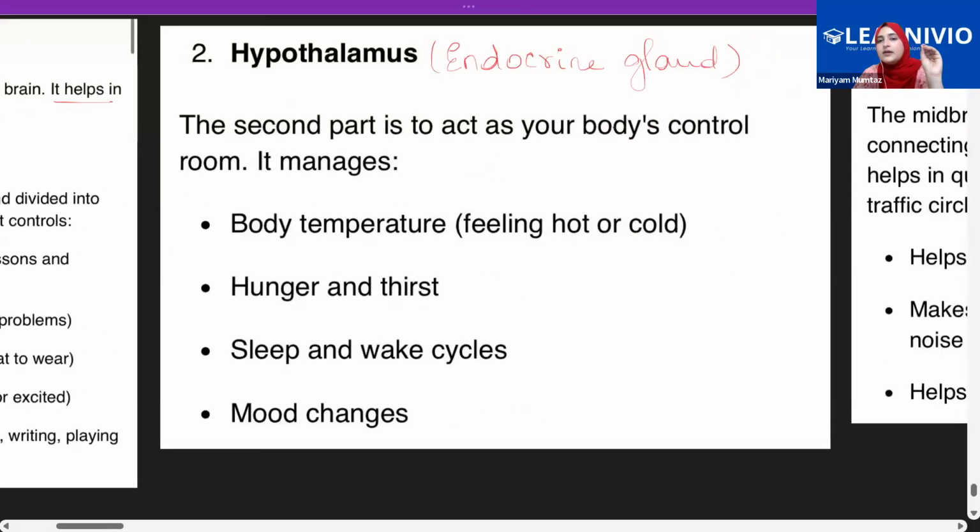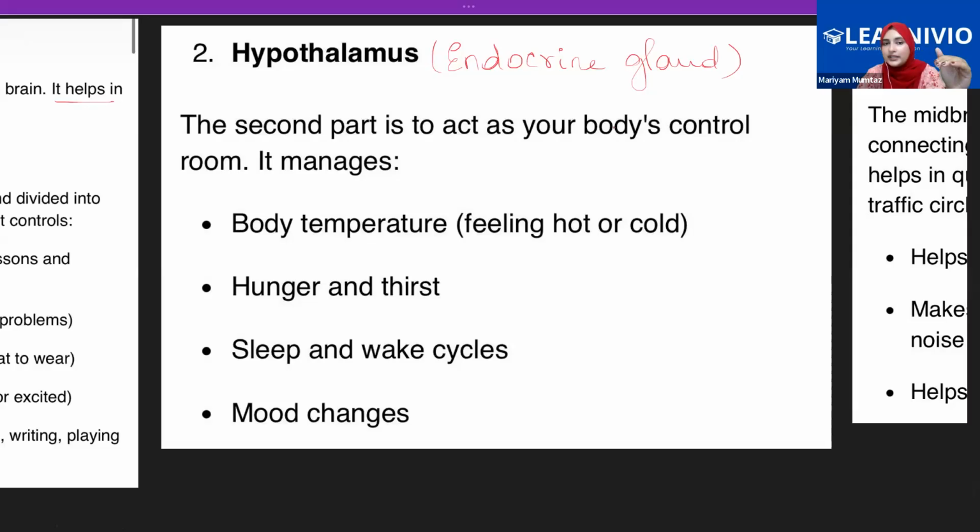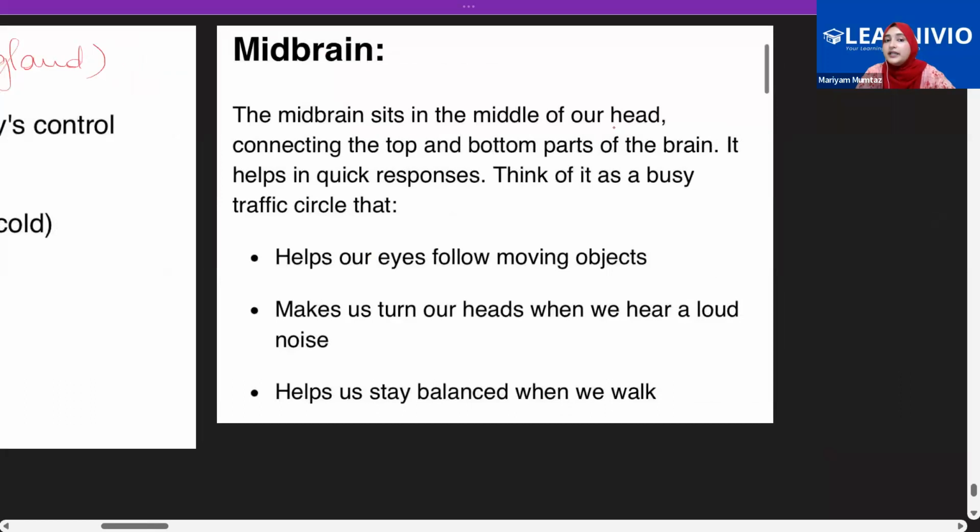Then we discussed the hypothalamus, which is an endocrine gland. The hypothalamus is that part of the forebrain which is primarily responsible for releasing hormones. Secondly, it is responsible for body temperature, hunger and thirst, sleep and wake cycles, and the mood changes in a human being. All of that is the function of the hypothalamus, which is a part of the forebrain, and it is an endocrine gland. Then we talked about the midbrain.